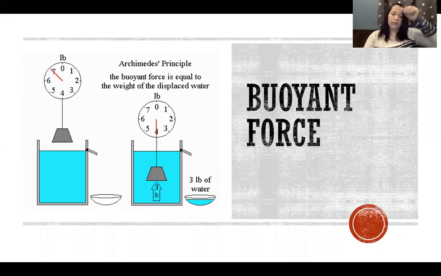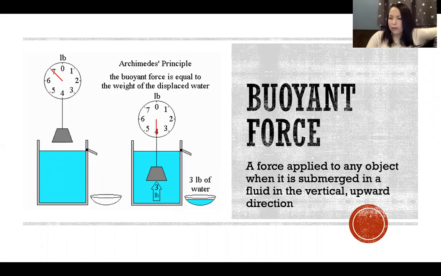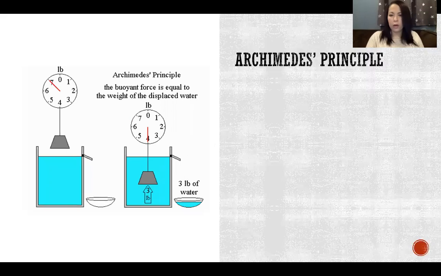So buoyant force is a force applied to any object when it's submerged in a fluid, and it's applied in the vertical upward direction. Okay, so when we get into a swimming pool or bathtub or whatever body of water, we are displacing water when we get into that fluid. So the buoyant force is the force applied to us in the vertical upward direction because we've been submerged in that fluid. And that is because of Archimedes' principle.